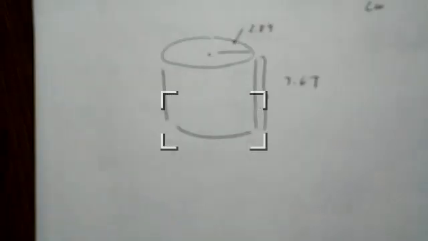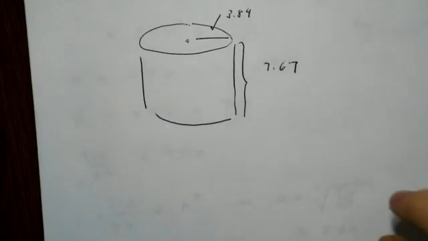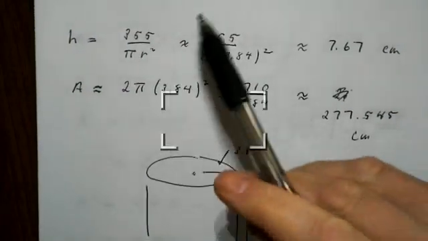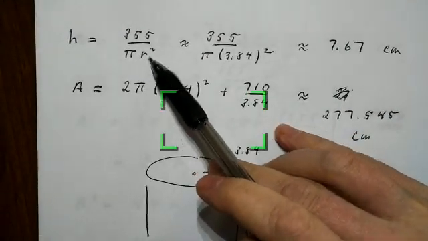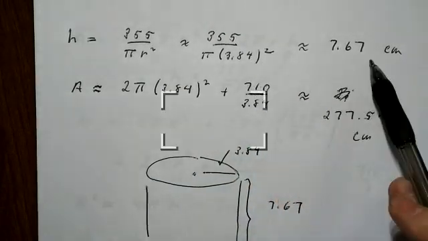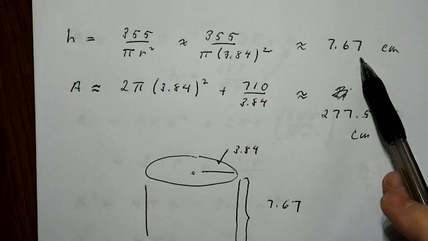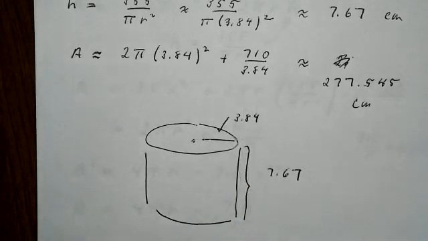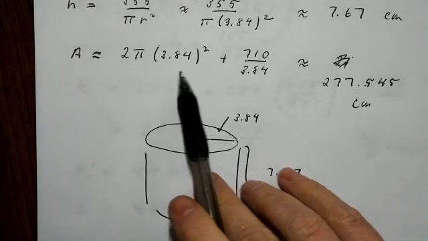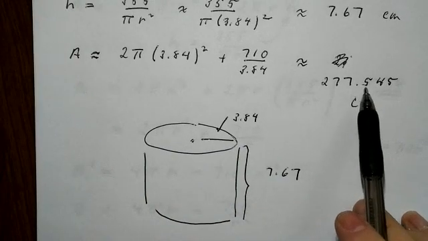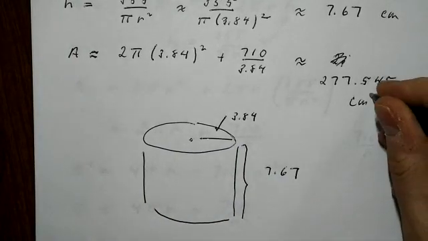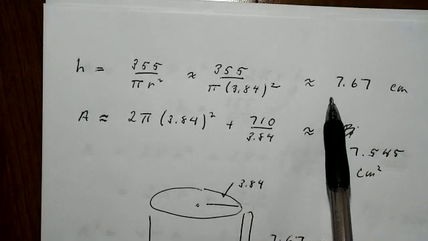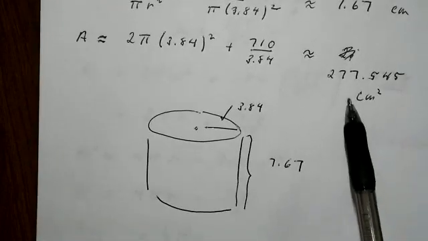Now we go back and we determine the corresponding values of h and r. Remember, r cannot be 0 because then we'd have a can of no volume. H was 355 over pi r squared. If we plug in our r value 3.84, we get about 7.67. We also want to take that h value and that r value, plug it back into the surface area formula. This tells me that the surface area is about 277.545 square centimeters. So to summarize, r is about 3.84 centimeters, h is about 7.67 centimeters, and the volume is about this.